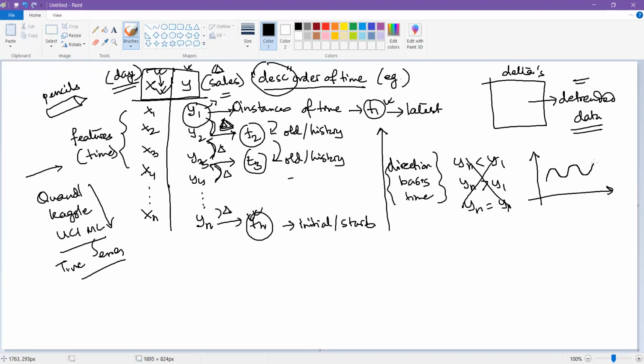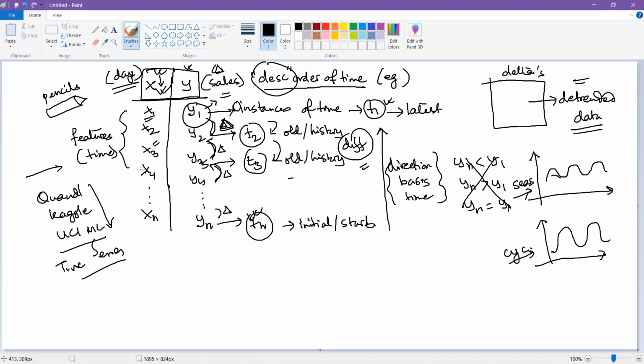You may see the seasonality, or you may not see the seasonality. You may see the cyclicity, or you may not see the cyclicity. But the trend will be gone. Why? Because I am taking a differentiation basis the independent variable, which is time in this case.